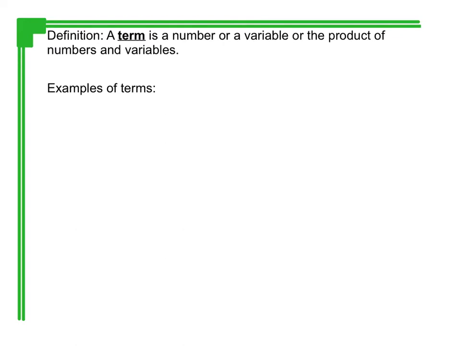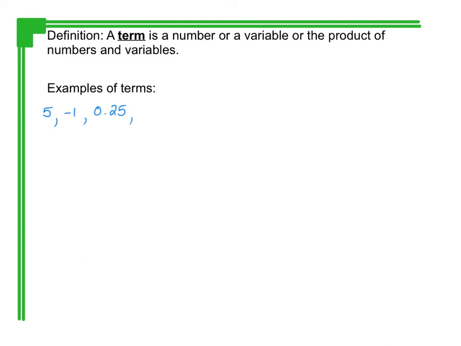First part of the definition says a term is a number. So the number 5 is a term. The number -1 is a term. The number 0.25 is a term. Terms can just be numbers, okay?